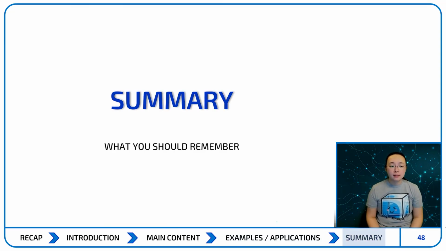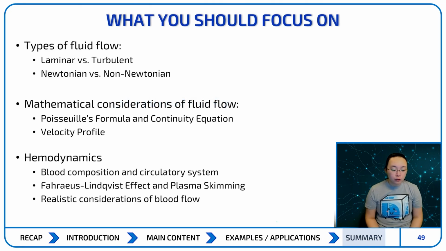So finally, onto the summary. Some of the things that you should remember are the types of fluid flow. Know the differences between laminar and turbulent flow. Know the differences between a Newtonian and non-Newtonian fluid with some examples. Definitely know the equations for Poiseuille's formula and the continuity equation, as well as how to look at a velocity profile and explain it. I've forgotten one here, but you should definitely know about Bernoulli's equation as well.